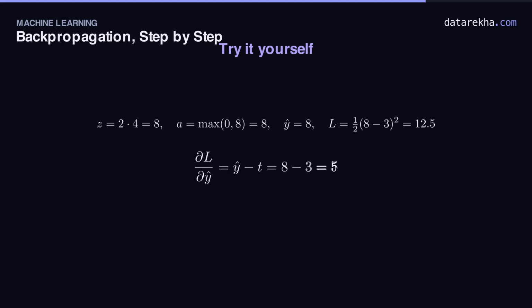Backward pass. The error at the output is y hat minus t, 8 minus 3, 5. Then chain it home: 5 times the ReLU gate, which is 1, because z was positive, times the input x, which is 4. 5 times 1 times 4 is 20. The gradient is 20. If you got that, and you saw the ReLU pass the signal through untouched, you genuinely have backpropagation in your hands.